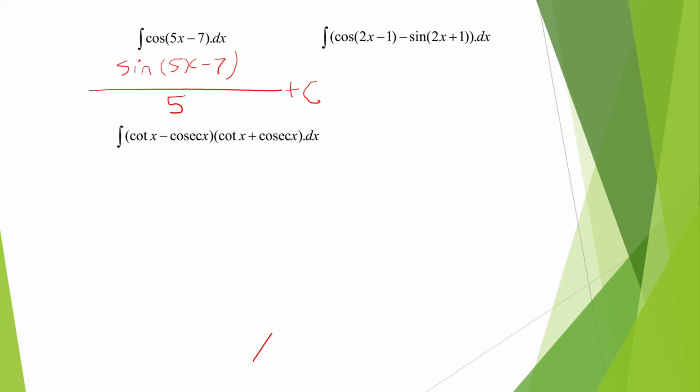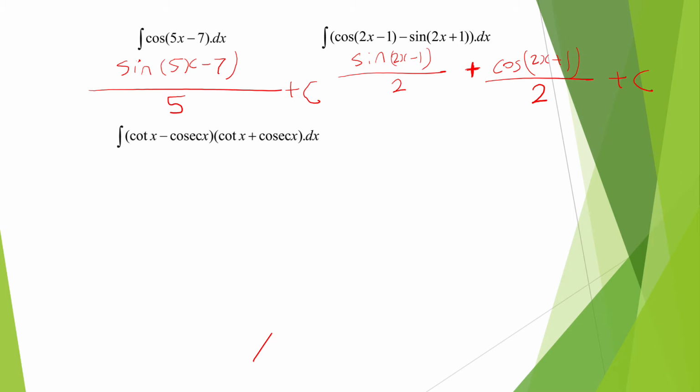Now this one here, you've got cosine minus sine, so you can integrate each one separately. The integration of the cosine is sine, so it's sine 2x minus 1, divided by the differentiation of the angle, minus the integration of the negative sine, which is cosine, so that's why this becomes plus. So it's cosine 2x plus 1, divided by the differentiation of the angle, which is 2, plus c. The angle does not change, it's always the same, but you divide by the differentiation of that angle.